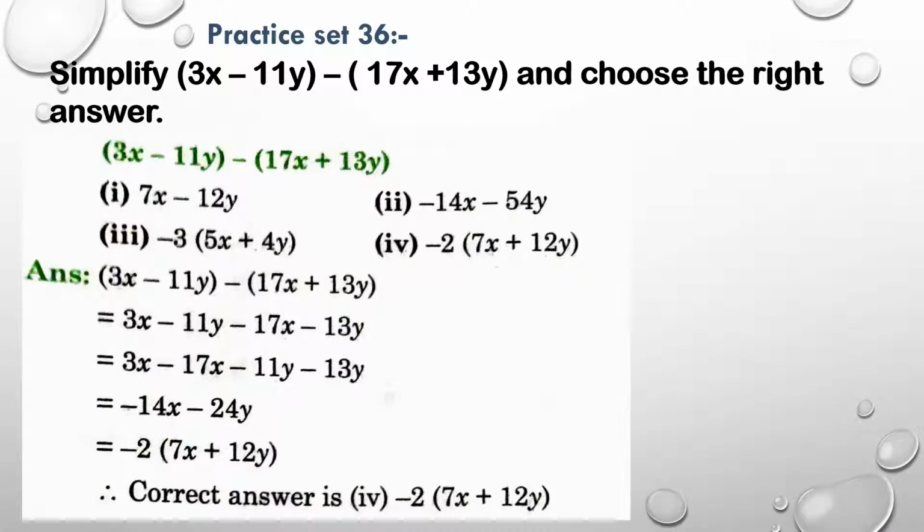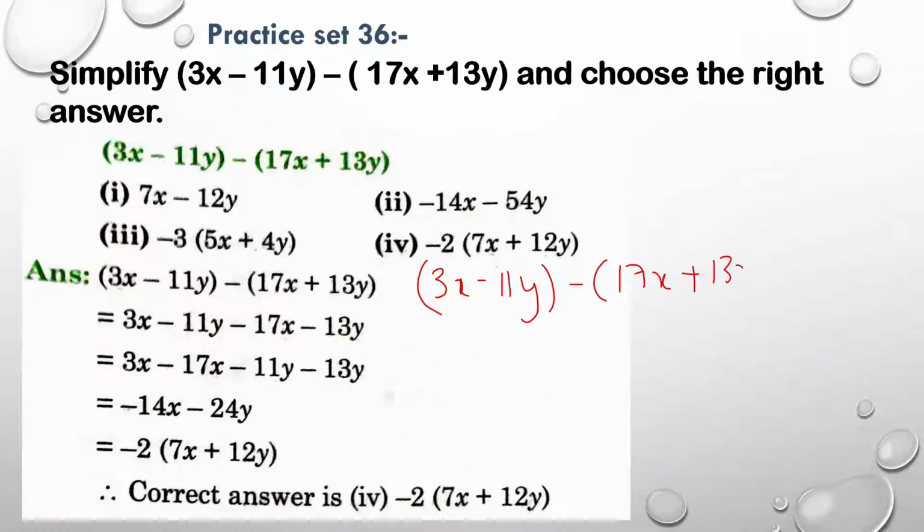Simplify 3x minus 11y minus 17x plus 13y and choose the right answer. Now your options are given to you all. You have to simplify it and find the right answer. Okay, let's do: 3x minus 11y minus 17x plus 13y.